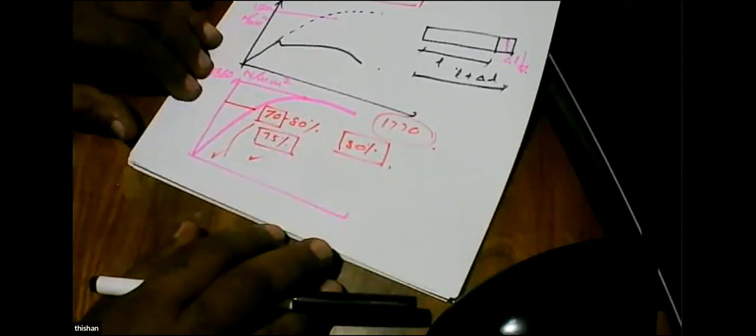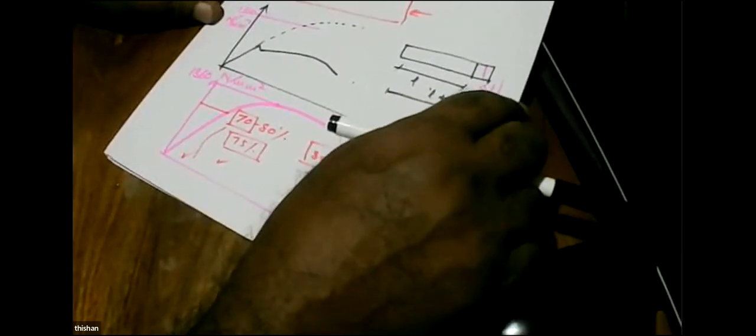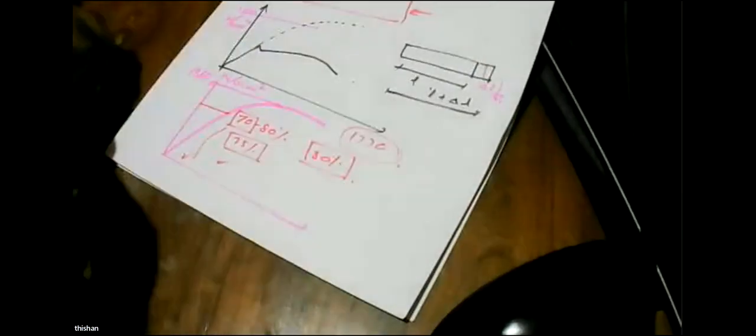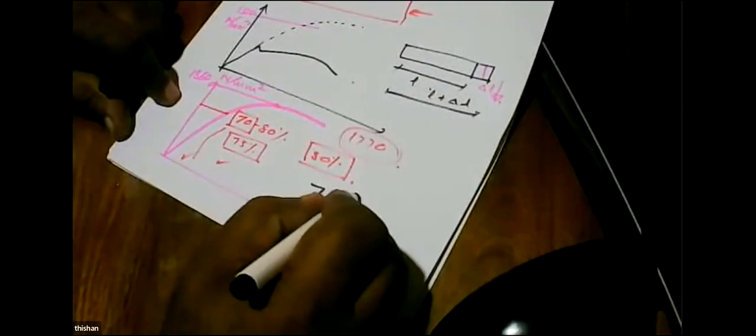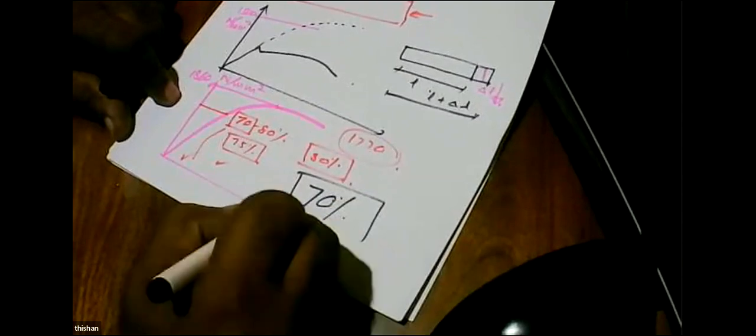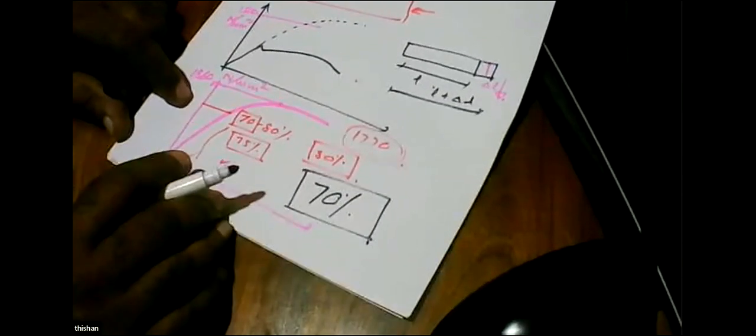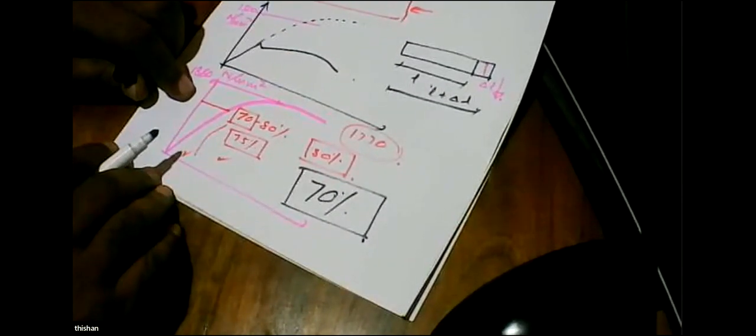But these are values that we need for fine tuning. So we do not worry about whether we go for 70% or 75%. So generally we assume that we are going to stretch it to 70%.